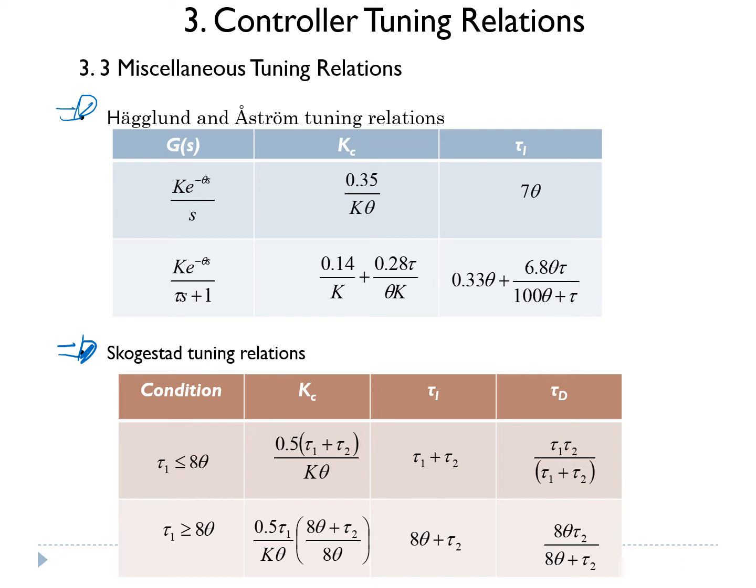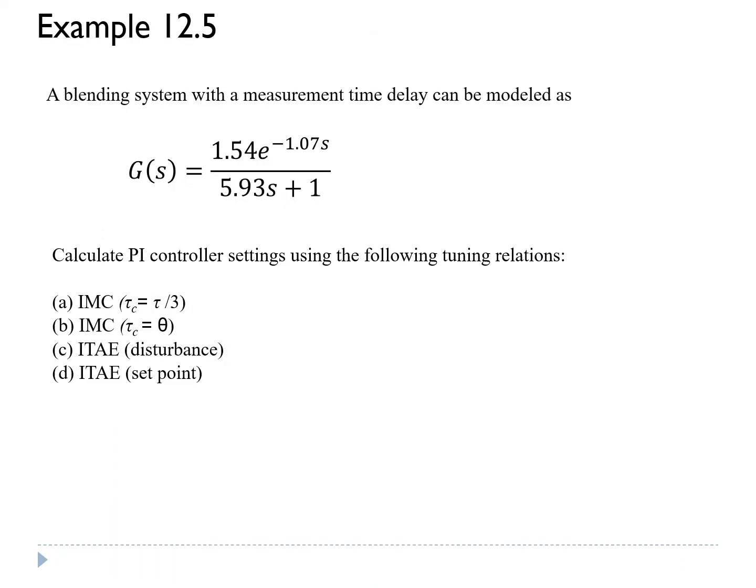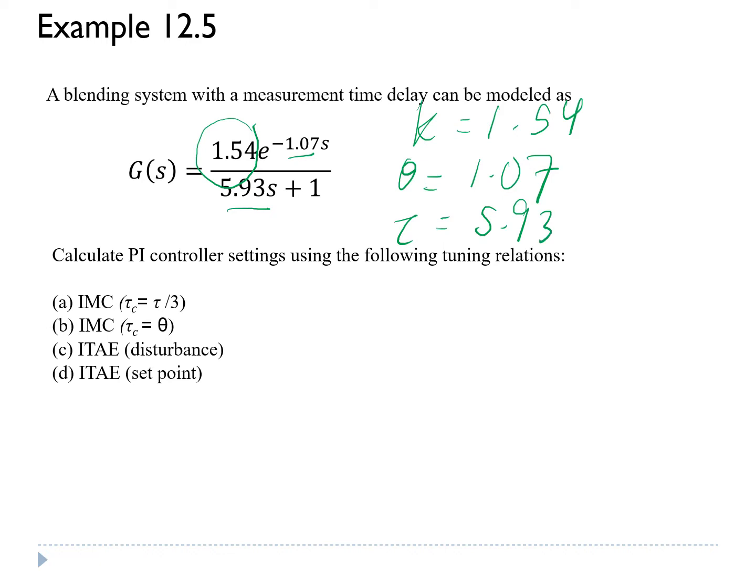Okay. Now let's take a look at example 12.5. A blending system with a measurement time delay can be modeled as this. So you know that this is your time delay, time delay equal to 1.07. And this is your tau, and this is your K. K equal to 1.45, tau equal to 5.93. Now calculate PI control setting using the following tuning relation.